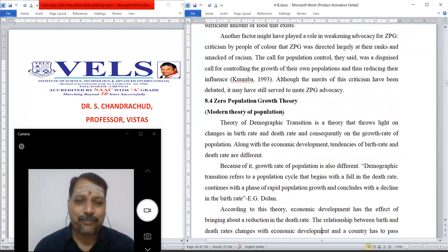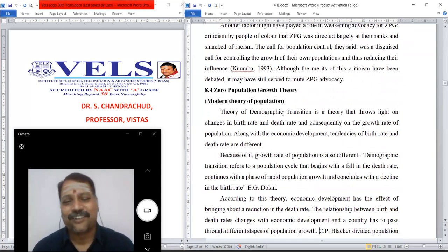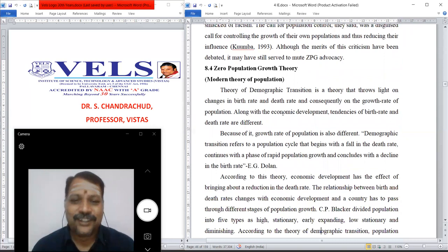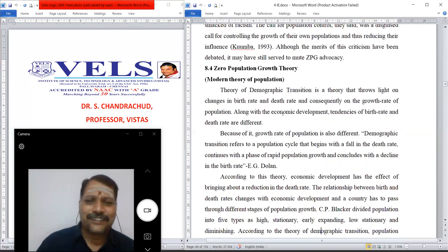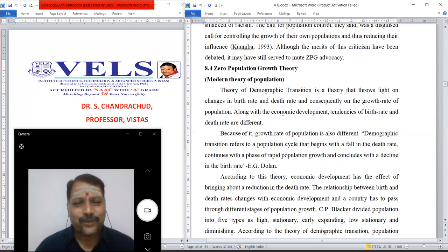Along with economic development, the tendencies of birth rate and death rate are different. Because of it, the growth rate of population is also different. So, in the words of E.G. Dolan, he has given this particular statement. Demographic transition refers to a population cycle that begins with a fall in the death rate, continues with a phase of rapid population growth, and concludes with a decline in the birth rate. Such a beautiful statement made by E.G. Dolan. So this theory gains its importance because we have to balance the birth rate and the death rate.